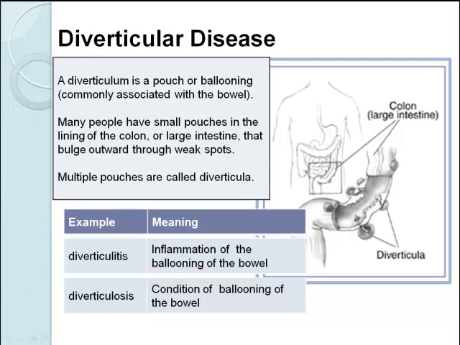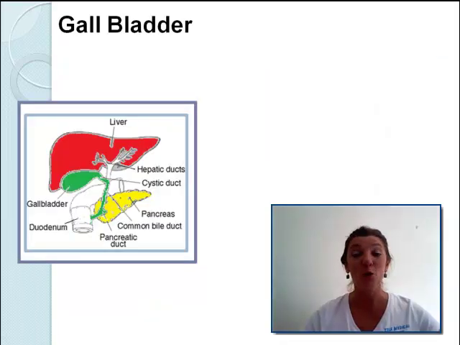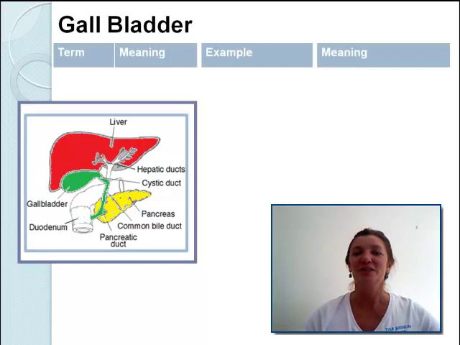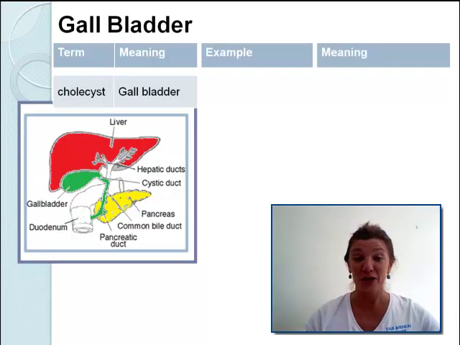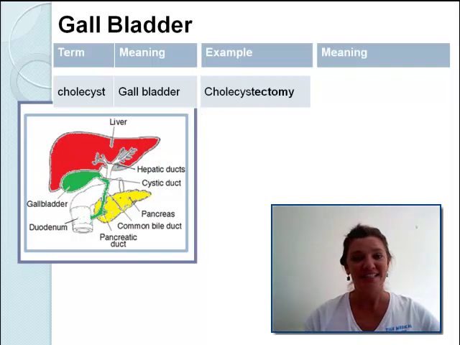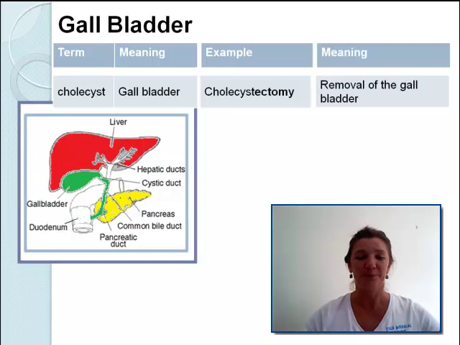Next, we will look at terms associated with the gallbladder. The gallbladder is part of a system known as the biliary system. And we mentioned earlier that the gallbladder stores bile, hence the biliary system. Let's have a look at our first term. Well, we know that cholecyst is gallbladder. Cholecystectomy would mean removal of the gallbladder. Ectomy meaning removal.